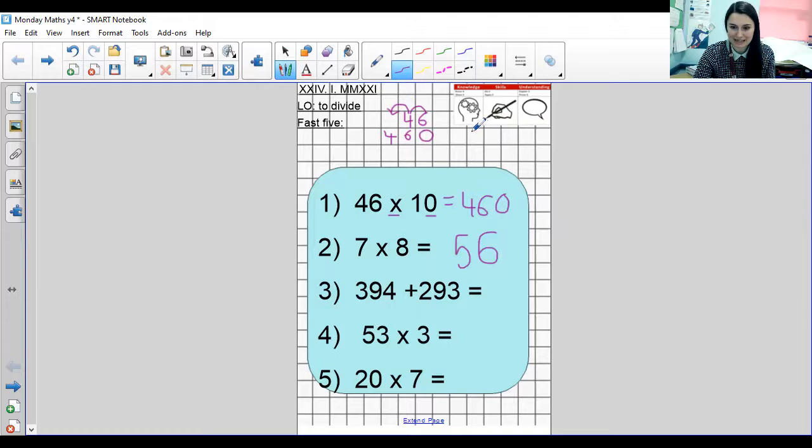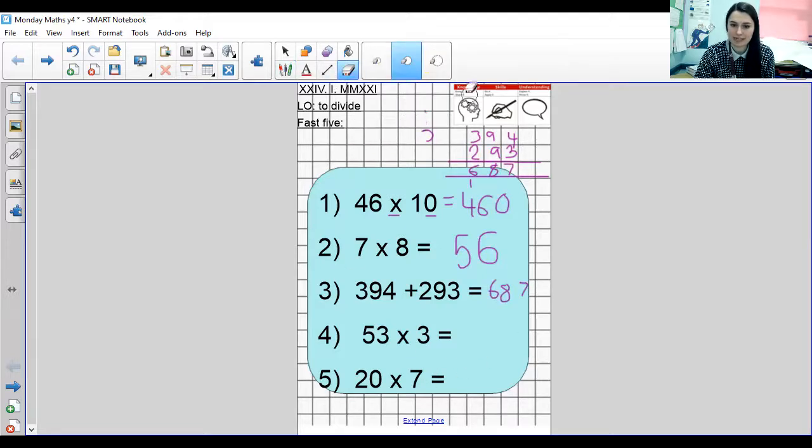Okay, let's do some adding. I'm going to see if I can squeeze it at the top of my screen here. So we stack our place value columns with our 2 3-digit numbers. Okay, so 4 add 3 gives us 7. 9 add 9 is 18. Let's regroup the 1. 3 add 2, add the 1 is 6. So we will end up with 687.